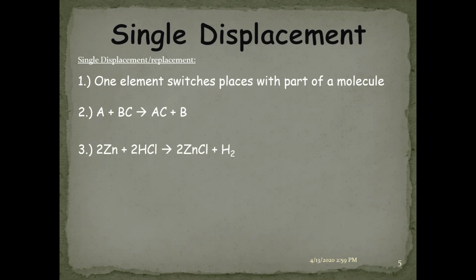So we have zinc plus hydrochloric acid. On the other side, I have zinc chloride plus hydrogen gas. So hopefully you can see 2 different compounds, and 2 different elements singled out on either side of the reaction.